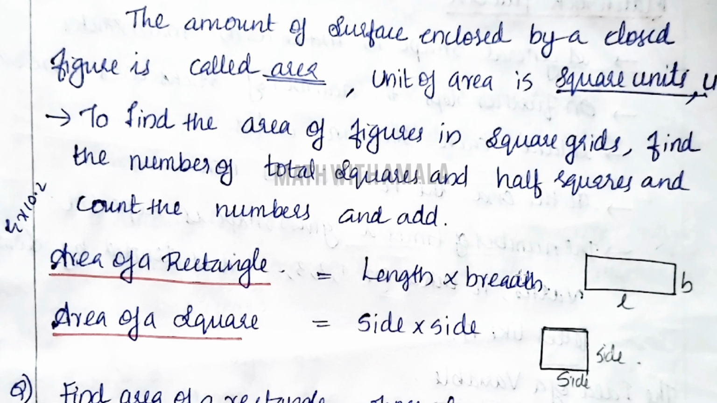To find the area of figures in square grids, find the number of total squares and half squares and count the numbers and add. That means to find the area of figures in square grids, we have a square grid and that can be used for calculating the area. Find the number of total squares. You have to calculate the total number of squares and also the half squares and count them completely and add them.